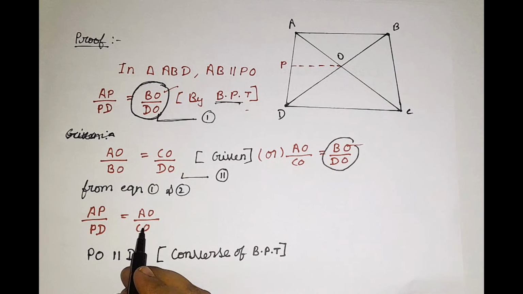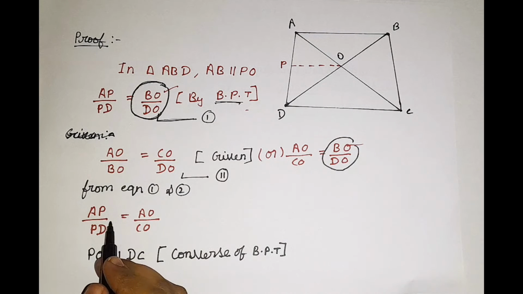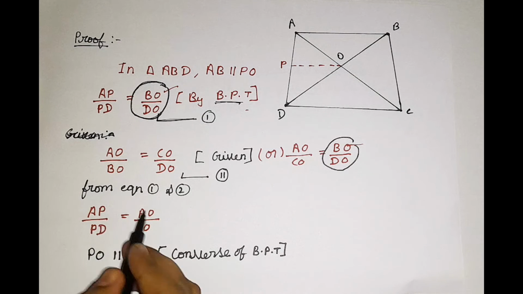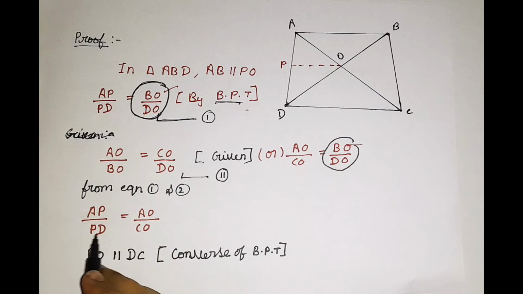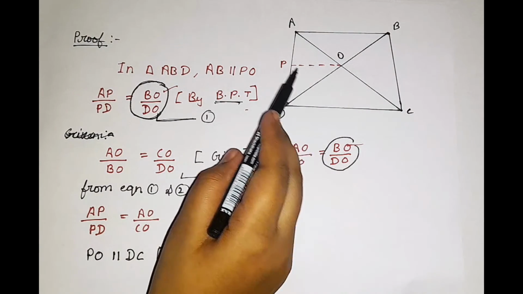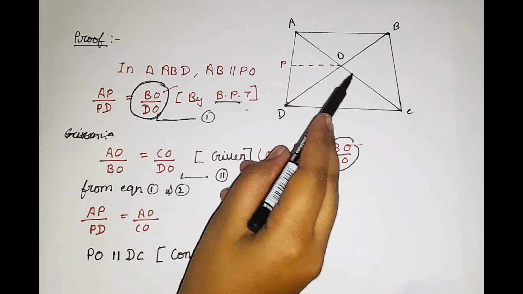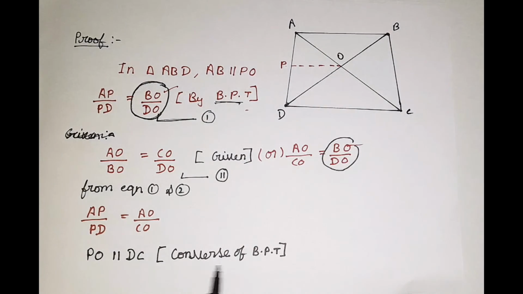When we just use BPT, then only we will get one value, that is this value. So this is BPT, am I right? That is basic proportionality theorem. This is what we proved in BPT. So since I proved this in BPT, then when I just check these values in this figure, that is ADC, here I got AP by PD and AO by CO. I can say PO is parallel to DC. Okay, so converse of BPT means one value is parallel to another value. That is converse of BPT.